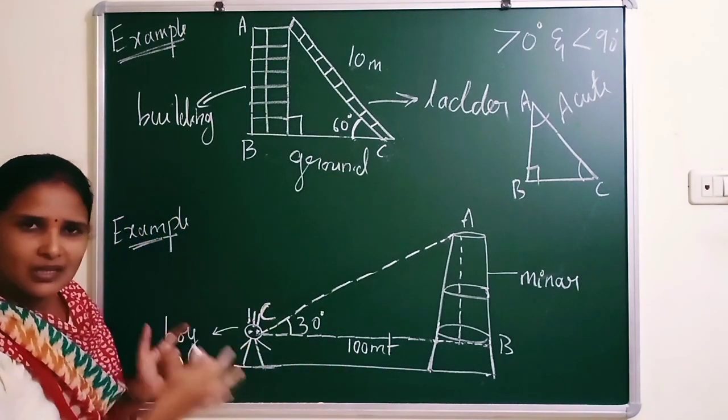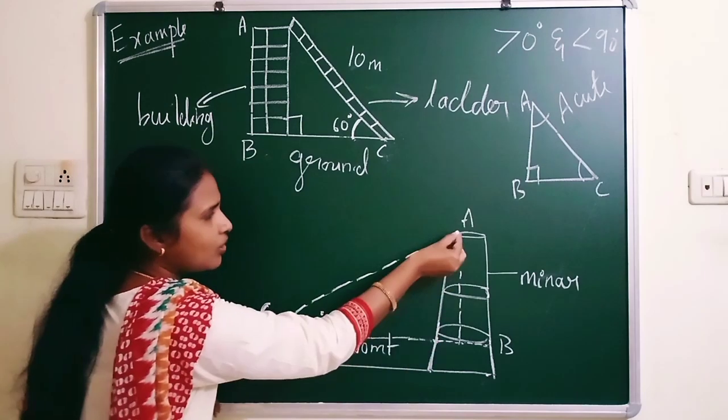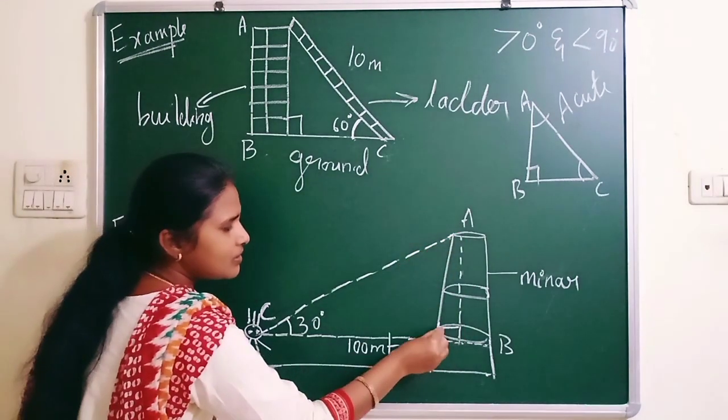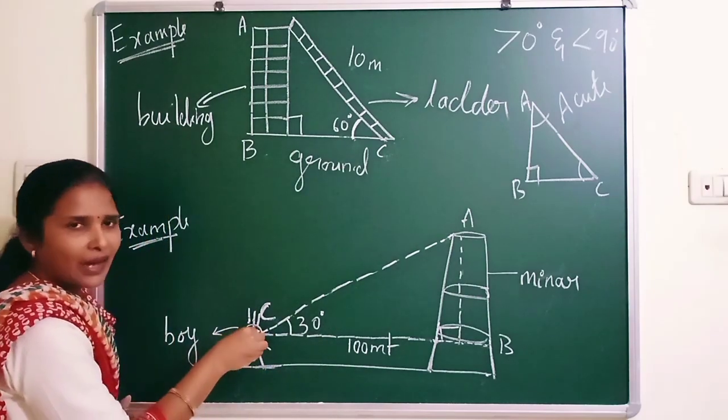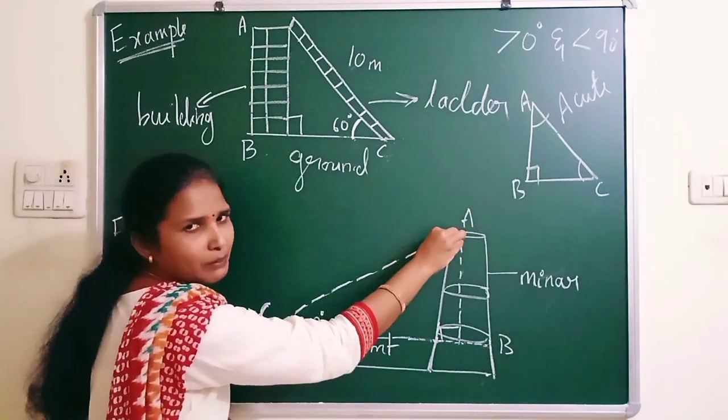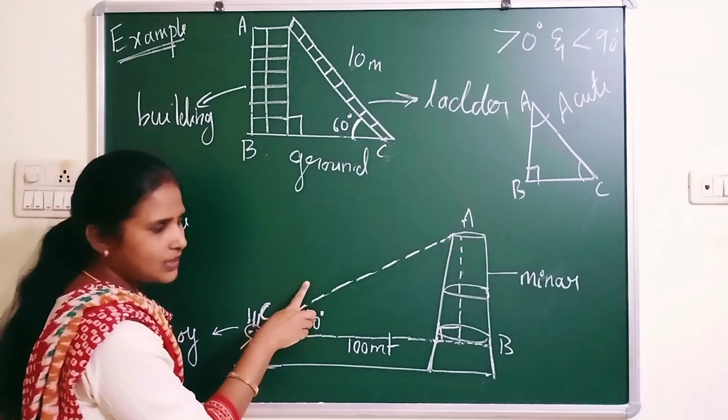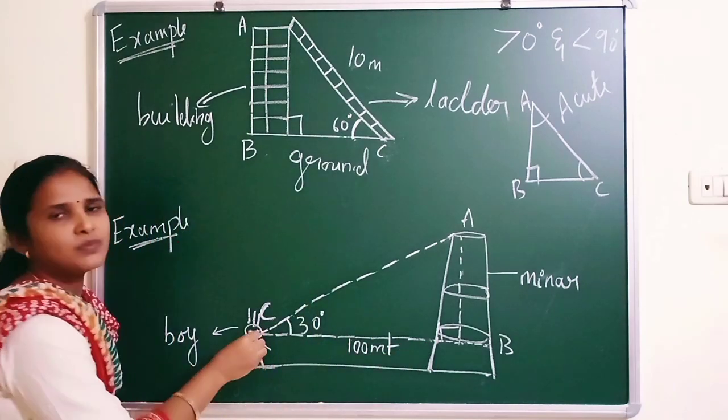So you can imagine a right angle triangle here. If you draw dotted lines, you can see this forms a 90 degree angle, and the line between the eye and the top of the minar forms the hypotenuse, and this line forms the base.